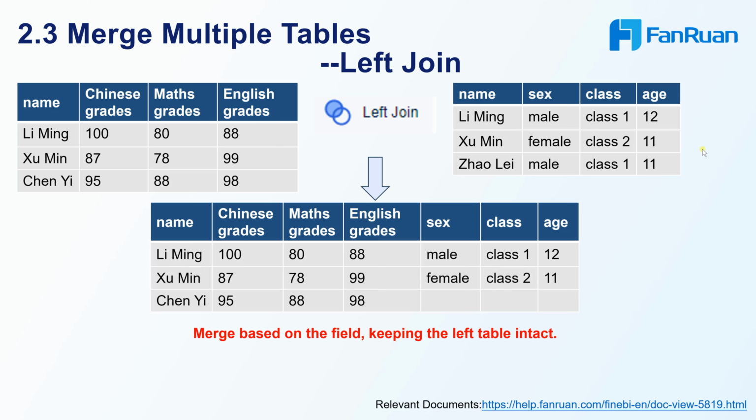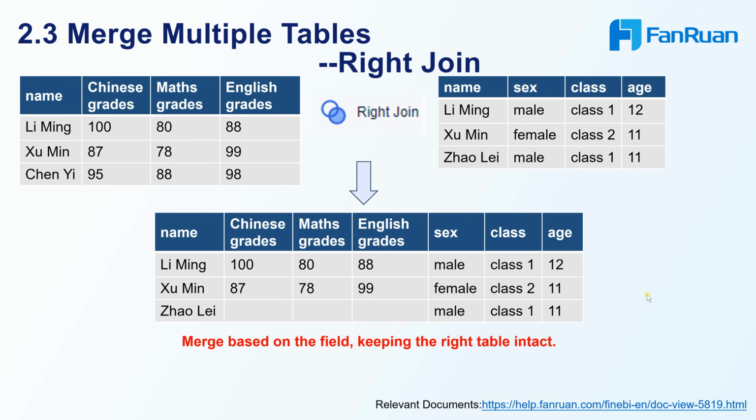After merging, the names are only Li Ming, Su Min, and Chen Yi. The students from the left table are all there, but Zhao Lei from the right table is not. This is what I mean by the left table remains fully intact. In the merging process, since Zhao Lei could not find a corresponding match in the left table, he is excluded from the result. Also, Chen Yi's information is missing from the right table, so there will be empty values for Chen Yi.